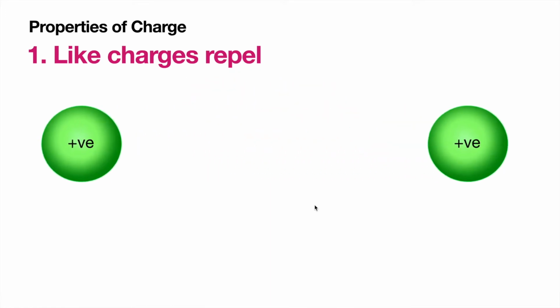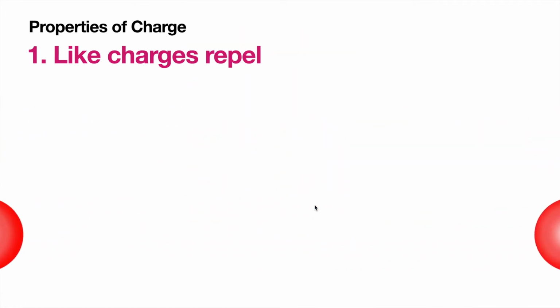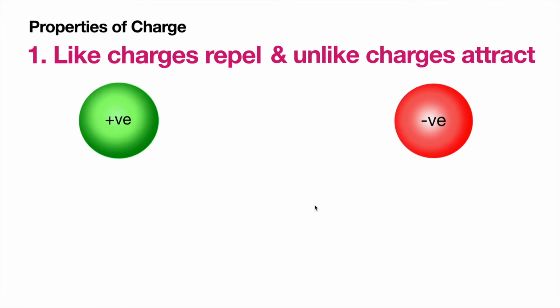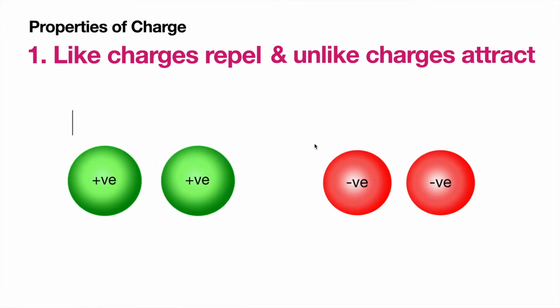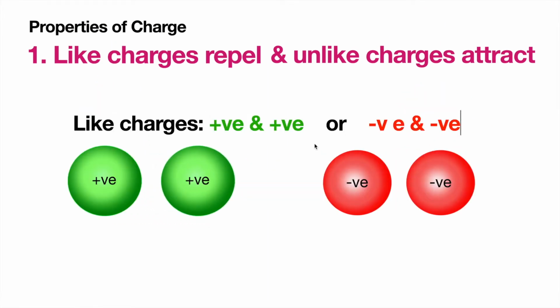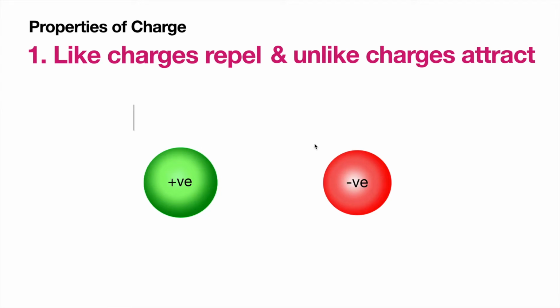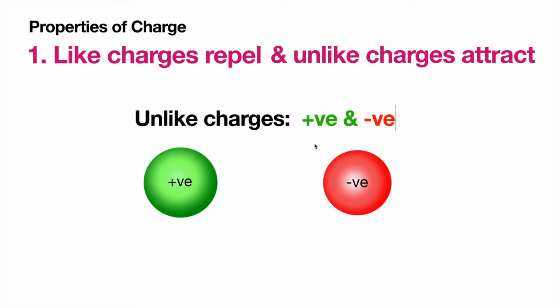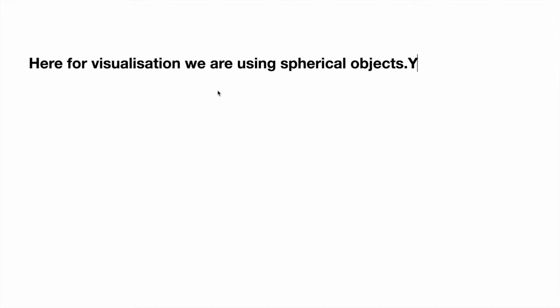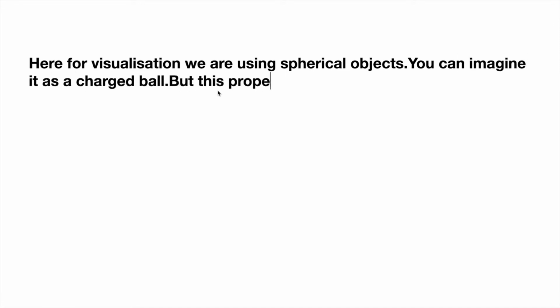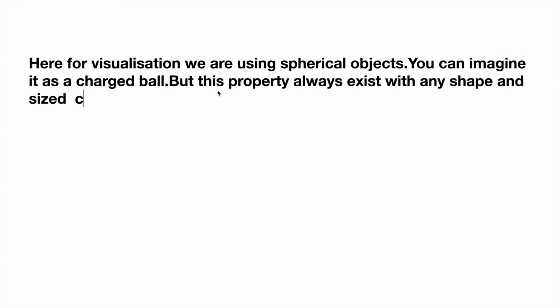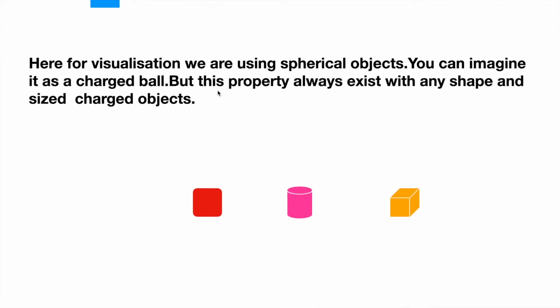Here's the first property: like charges repel each other and unlike charges attract each other. Here like charges means either positive positive or negative negative, and unlike charges means positive and negative. Here for visualization we are using spherical objects. You can imagine it as charged ball, but this property always exists with any shape and size of charged objects.